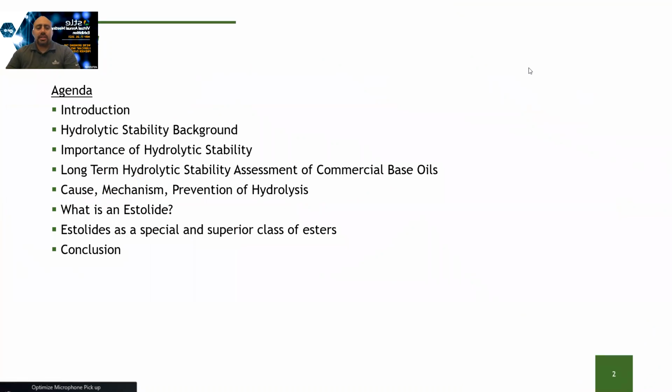The agenda today will be comprised of an introduction, followed by hydrolytic stability background, the importance of hydrolytic stability, and presenting some of the long-term hydrolytic stability assessment test data of commercial base oils we evaluated in our study, followed by cause, mechanism, and prevention of hydrolysis, and also describing what an Estolide is and how they are a special and superior class of esters, and lastly, a conclusion.